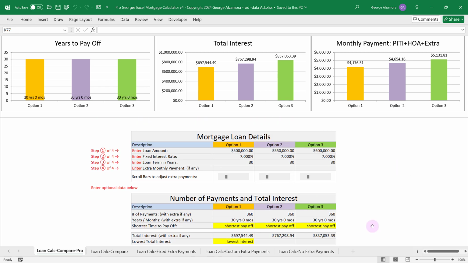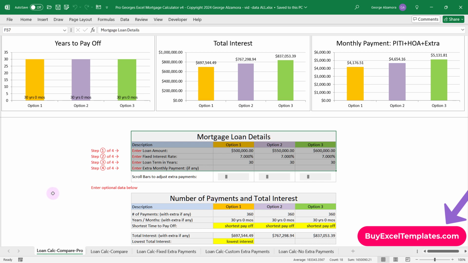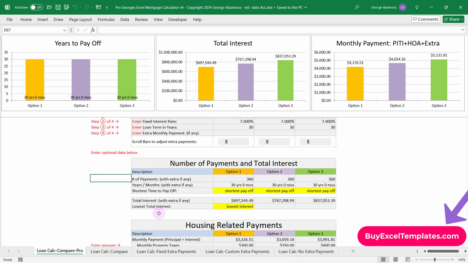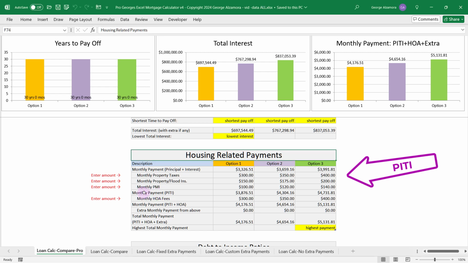So this software has different worksheets, and in this particular worksheet, you can compare up to 3 mortgage scenarios side by side. Now I've already entered some sample mortgage information. Below that, you can enter your housing related payments. And this is where you can calculate PITI, which is principal, interest, taxes, and insurance.